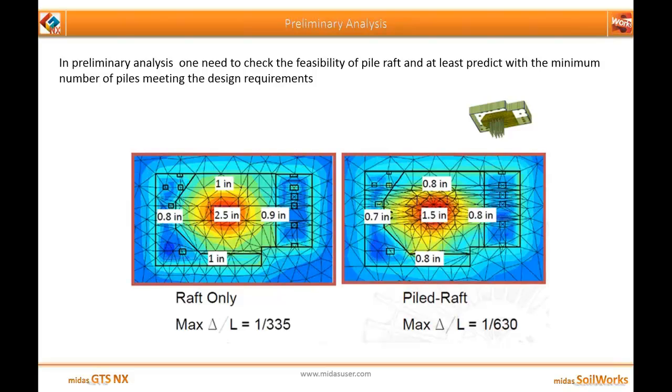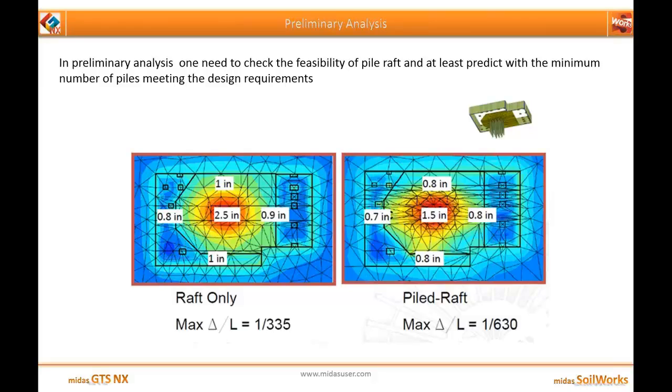So how do we do the preliminary analysis in the numerical method? In the preliminary analysis, one needs to check the feasibility of the pile raft and at least predict the minimum number of piles, as I have already discussed. So what we do is create a model, we consider only raft and, let's say, pile raft, and then we check the maximum displacement and the maximum differential settlement which is occurring, and thus we can decide whether one should go for raft only or whether one should go for pile raft.